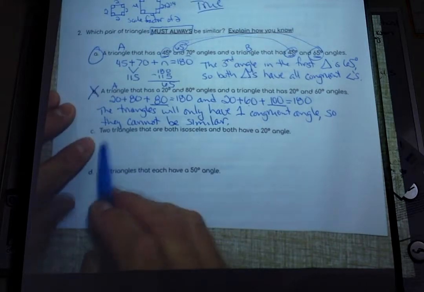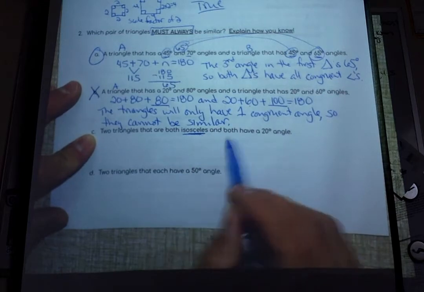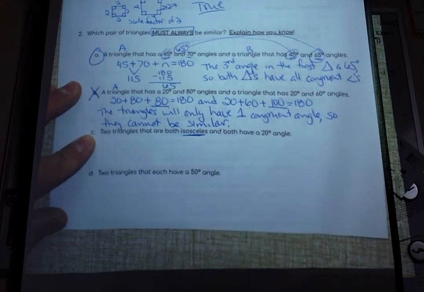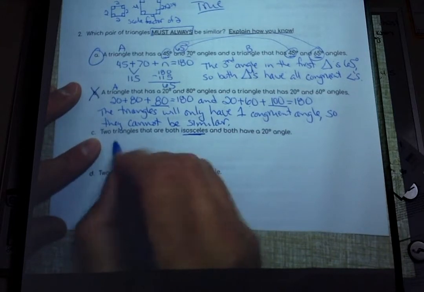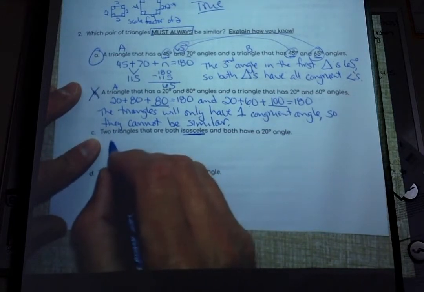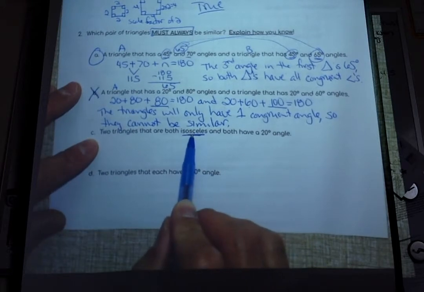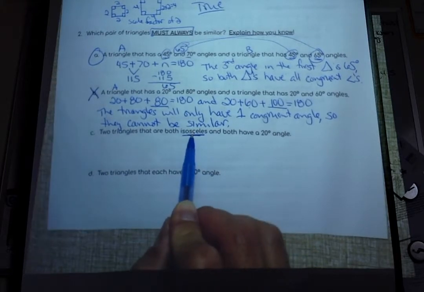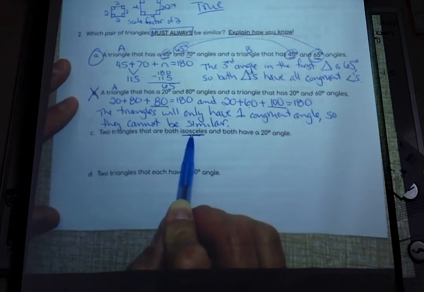C. It says two triangles that are both isosceles, and both have a 20 degree angle. Think of isosceles. Isosceles means we have two sides that are congruent. So two of the side lengths are congruent. That also means two angles are congruent. So let's see if we can prove this wrong. We just need to come up with one way.